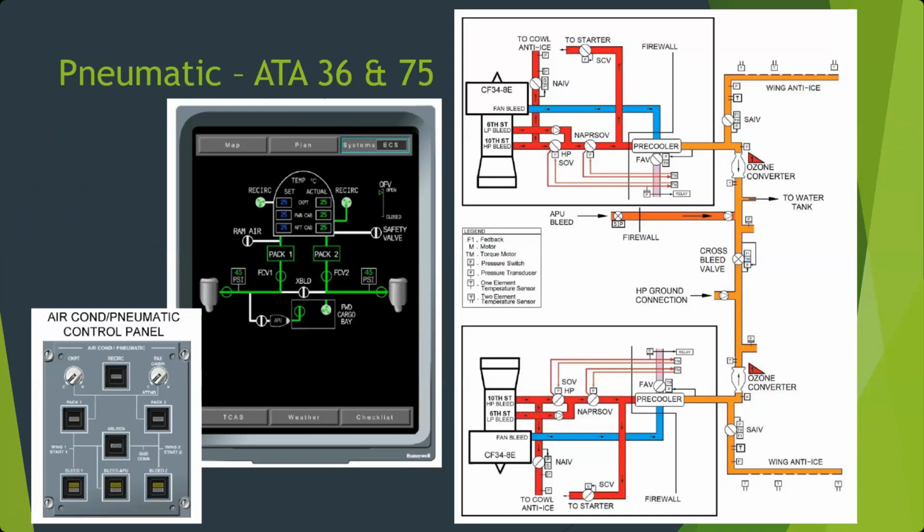And then we have our pack shutoff valves here and here, our cooling packs. And then that flows into our air conditioning system shown at the top here with our temperature control knobs and then recirculation fan. So we can select our temperatures. We can turn our recirculation fans on and off. Okay.